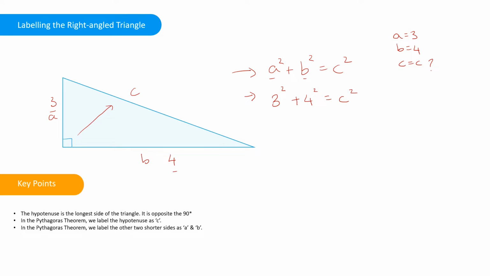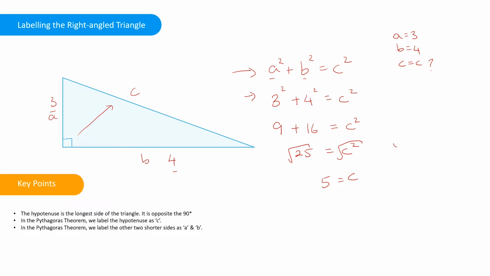Now 3 squared really means 3 times 3. So that's going to be 9. Plus 4 squared is 4 times 4, which is 16, equals C squared. 9 plus 16 is 25, equals C squared. So now to get C, we need to square root both sides, and C is going to be 5.